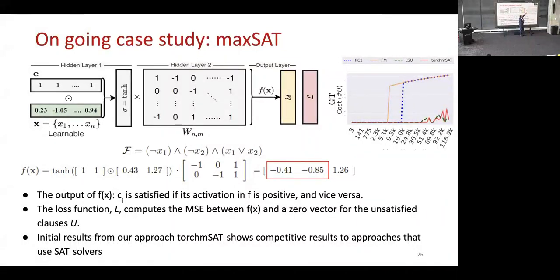In here, we're plotting the number of unsatisfied clauses. So the less, the better, okay? And this is the problem instance size. So you can see as the problem instance size grows, our algorithm is scalable, this red line, and it's comparable with the state of the art. But this is still ongoing work because we have other instances that don't work as well.